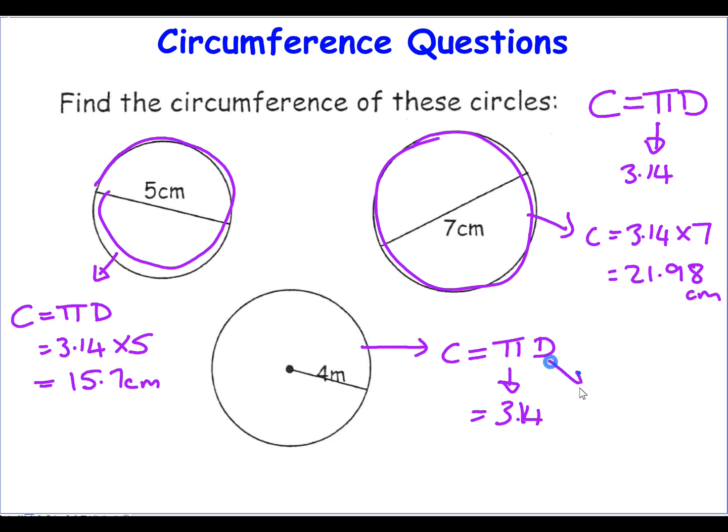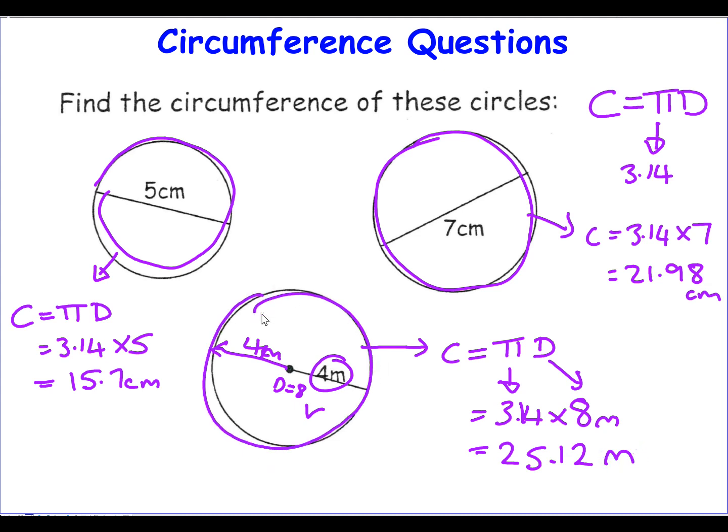Now, the diameter is the distance from side to side, and they've given us the radius. So to find the diameter, we need another 4, or we need to double the radius. So the diameter is 8 meters. So that gives us 25.12 meters for the circumference of this circle.